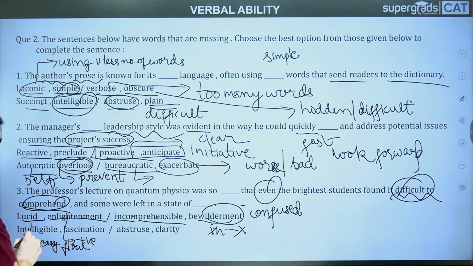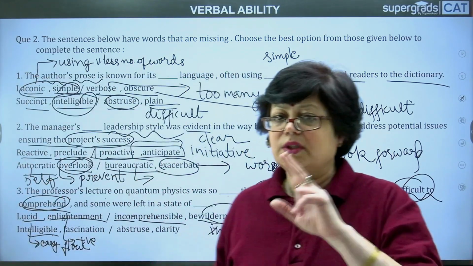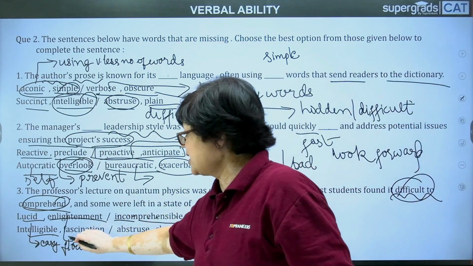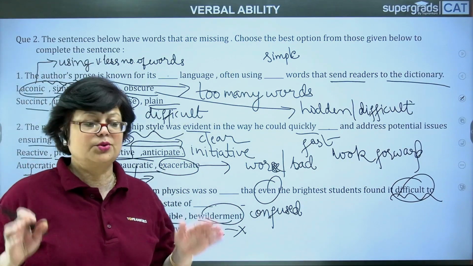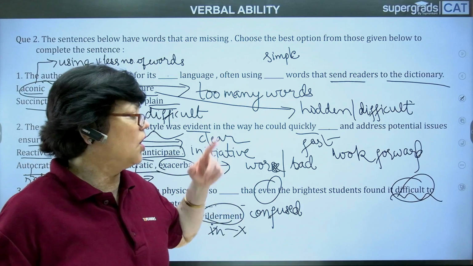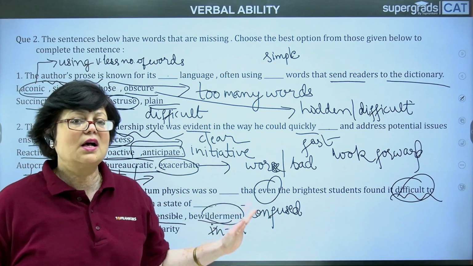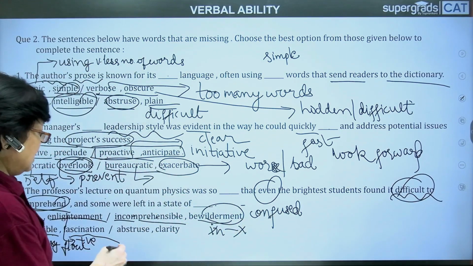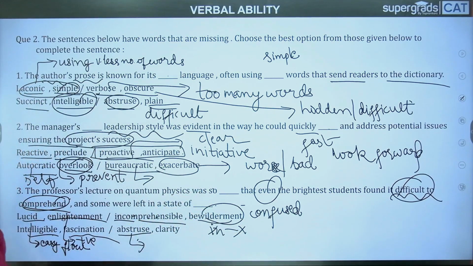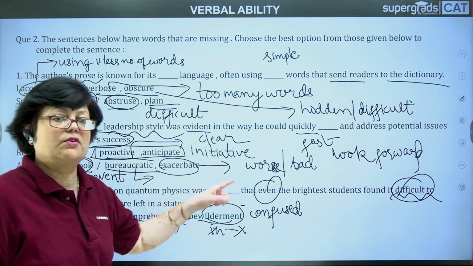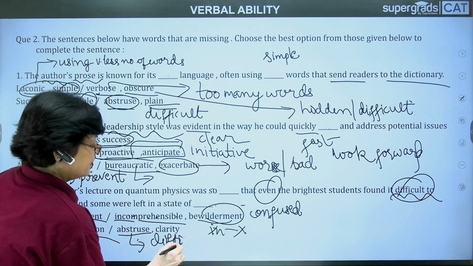Look at the third one, intelligible. Intelligible also means which can be easily understood. So this does not go with the meaning. Fascination, fascinate. Fascinate is to be attracted. If you are attracted, that means you are comfortable with it, right? But the opposite idea is being expressed in the sentence, that the students were not comfortable because they were left in confusion. Abstruse. Abstruse means difficult. This word goes correctly. If I read it like this, the professor's lecture on quantum physics was so abstruse. Abstruse means difficult. This is a correct option here.